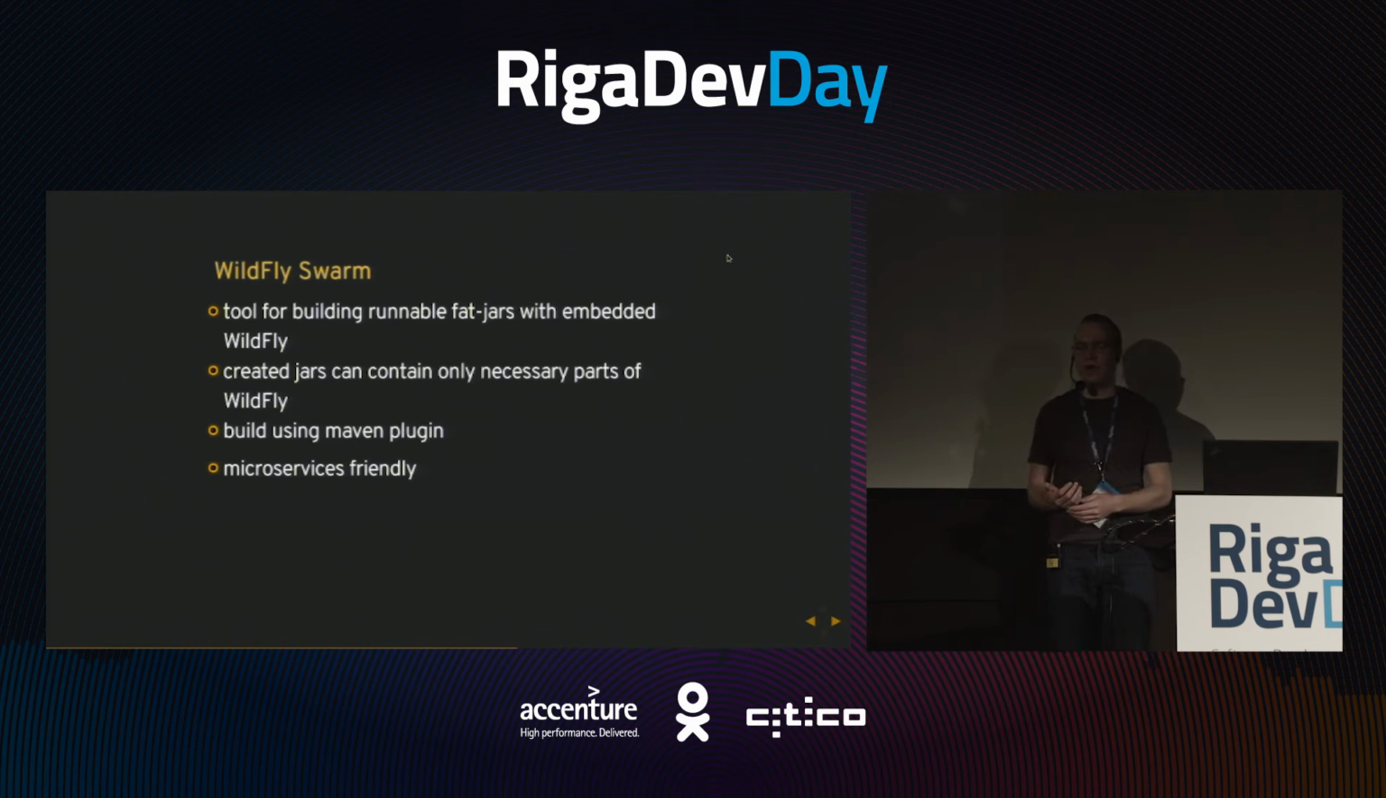So if you have an application and want to use Swarm to create a service, for example, in a microservice scenario from it, what you need to do is honestly a 5-minute configuration change, which will result in WildFly Swarm finding out what parts of the application server you need, assembling them into the application, and creating a running jar from it.